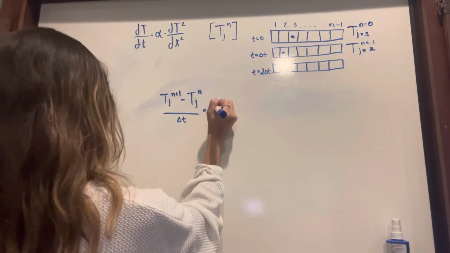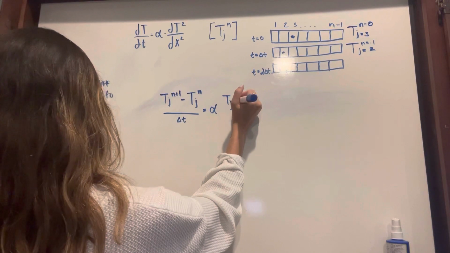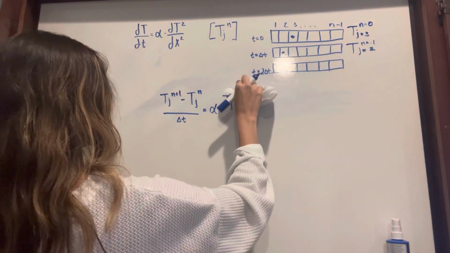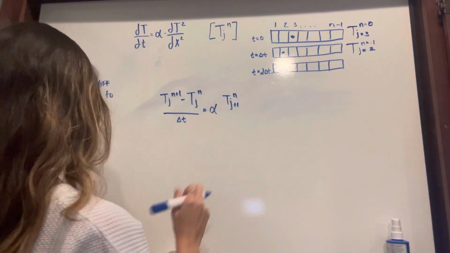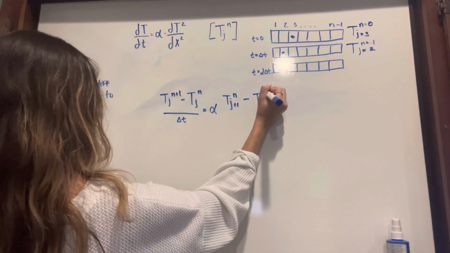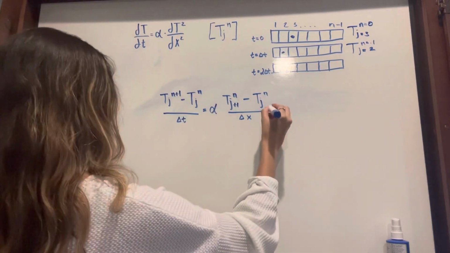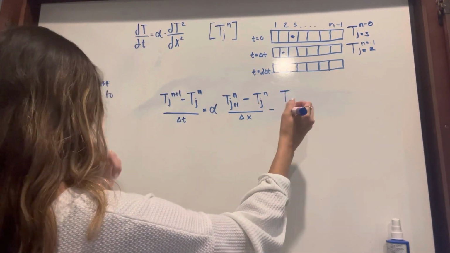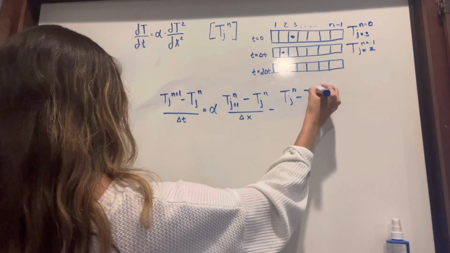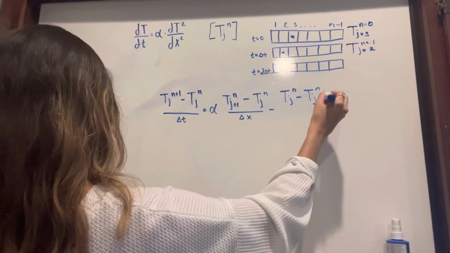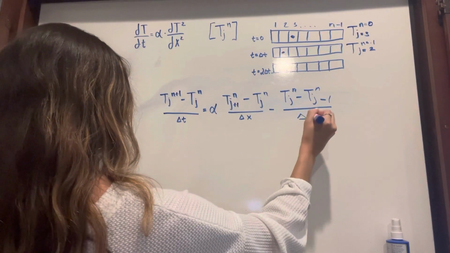is equal to our thermal diffusivity times our temperature at n, and then our position plus 1 minus our original time and position, all over the change in position, and then minus our initial temperature, position, and time, minus our temperature and our position at the end, all over change in position.